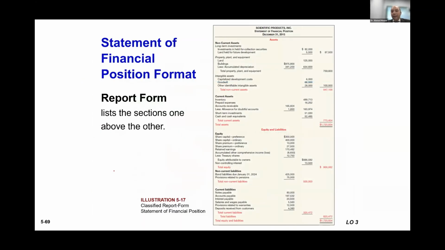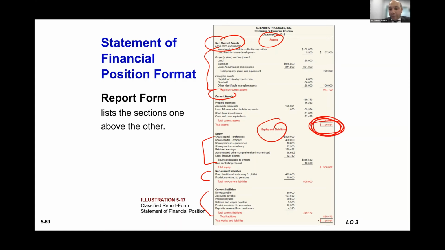So how does the balance sheet look? Here is the balance sheet: assets, non-current assets and current assets. These are the subcategories, and then equity and liabilities, current and non-current. This is how we report that. But make sure you know why it is called a balance sheet: the total assets have to equal total liabilities and equity. It shows your financial position. This is what you own and this is what you owe, and they have to equal each other.